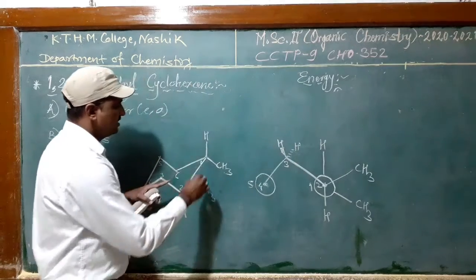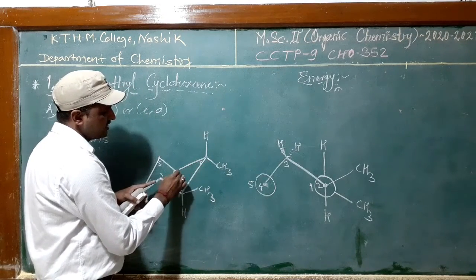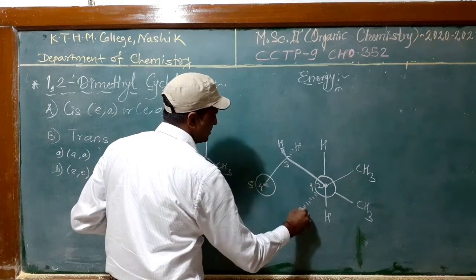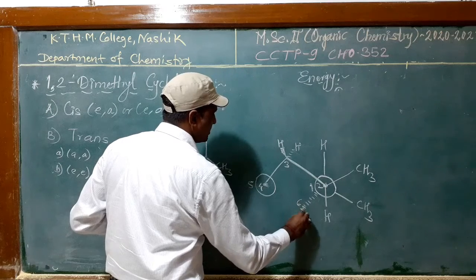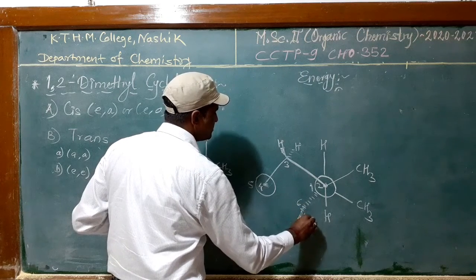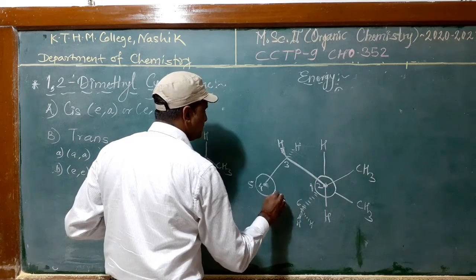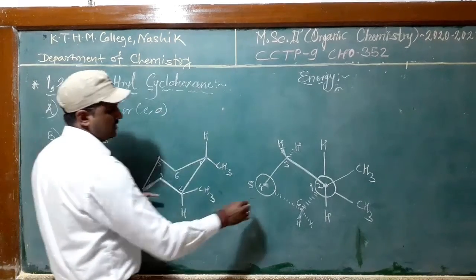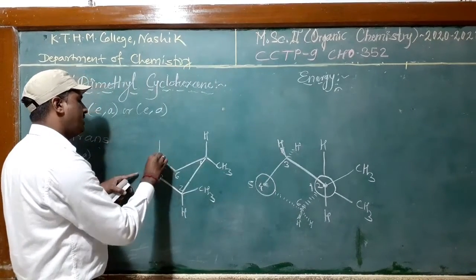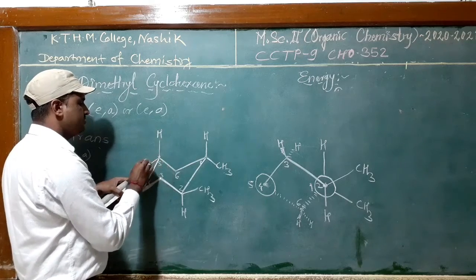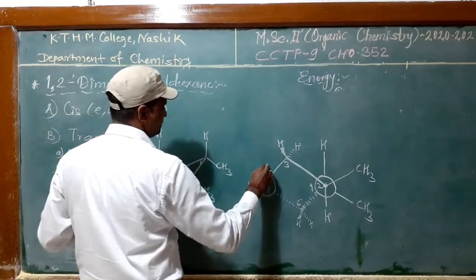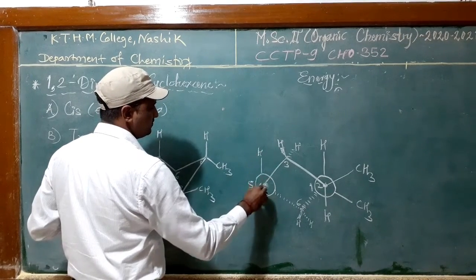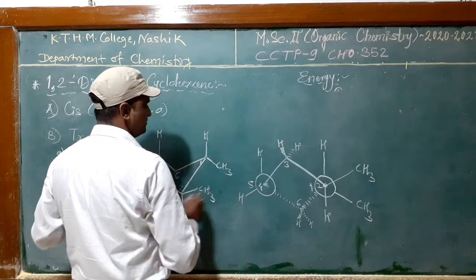like this. This carbon number 1 is connected to the next carbon, carbon number 6, like this. This carbon number 6 is next connected to carbon number 5, like this. This carbon number 5 has an axial hydrogen and an equatorial hydrogen. Axial hydrogen, carbon number 5, axial hydrogen and equatorial hydrogen.